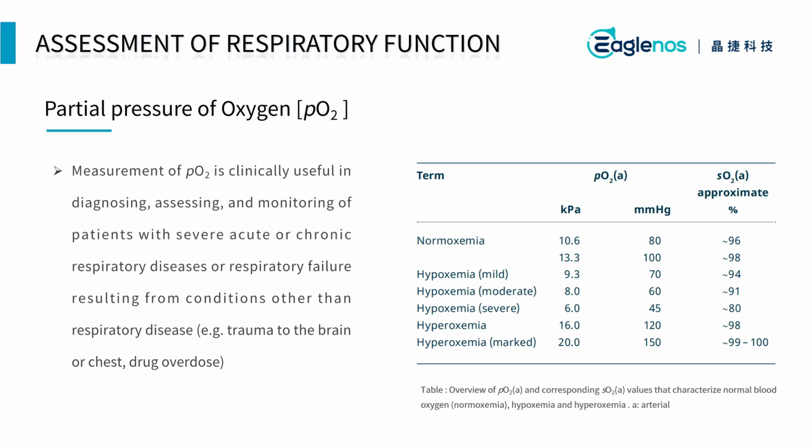Similarly, drug overdose, especially opioids, can depress the respiratory drive, leading to inadequate ventilation and oxygenation, which is reflected in low partial pressure of oxygen levels. In these scenarios, timely blood gas analysis helps to identify the problem and guides the clinical management of the patient.